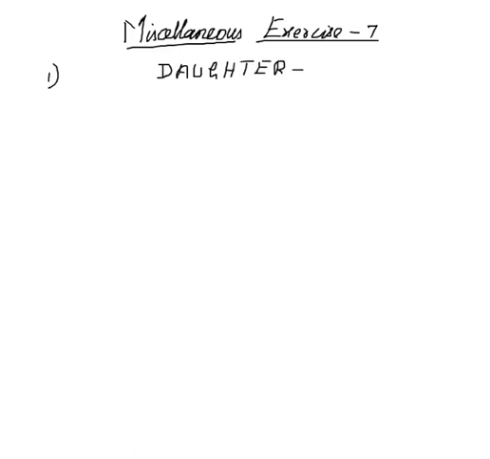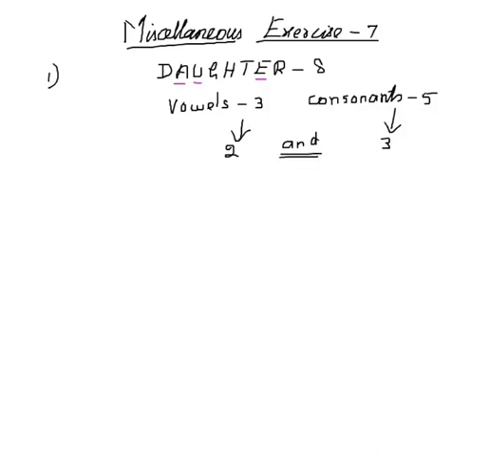In this word daughter, we have 8 alphabets. A, U, E, 3 vowels are there, and consonants, 5. Now out of these 3 vowels, we have to select 2 vowels and we have to select 3 consonants. First we will do the selection and then we will put all these selected 5 letters together and arrange them. So first selection is done and then put them together and arrange.